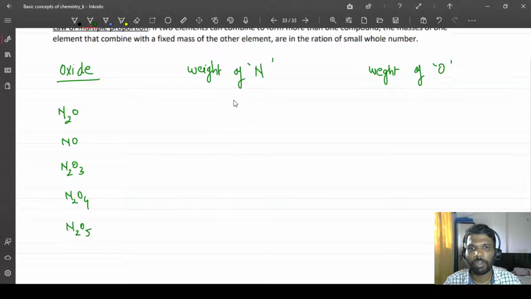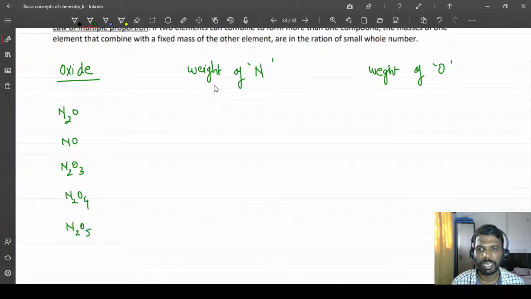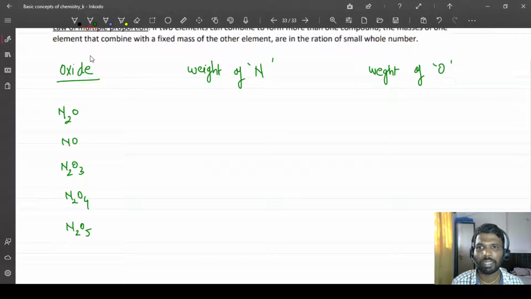Now, what is the weight of nitrogen over here? We will keep the weight of nitrogen constant, that is what the rule says. If two elements combine to form more than one compound, you can see that only nitrogen and oxygen are combining to form more than one compound: the first is N2O, second is NO, then N2O3, N2O4 and N2O5. Only two elements are there, nitrogen and oxygen, combining to form more than one compound. The mass of one element combining with a fixed mass of the other element: let's keep the mass of nitrogen fixed.